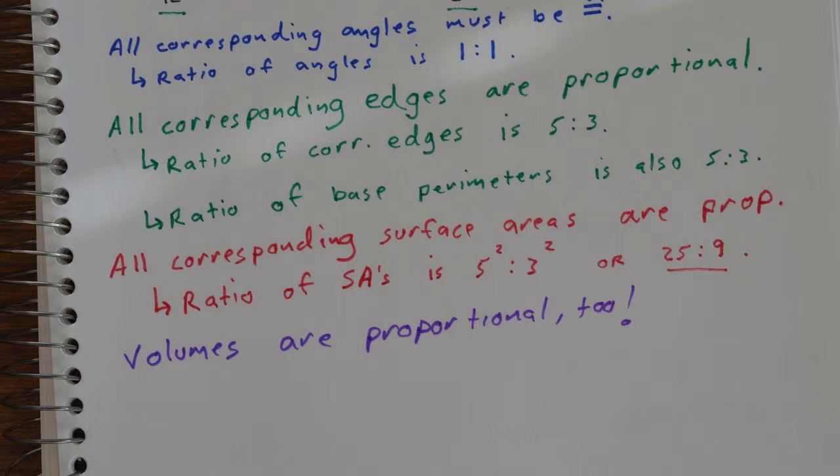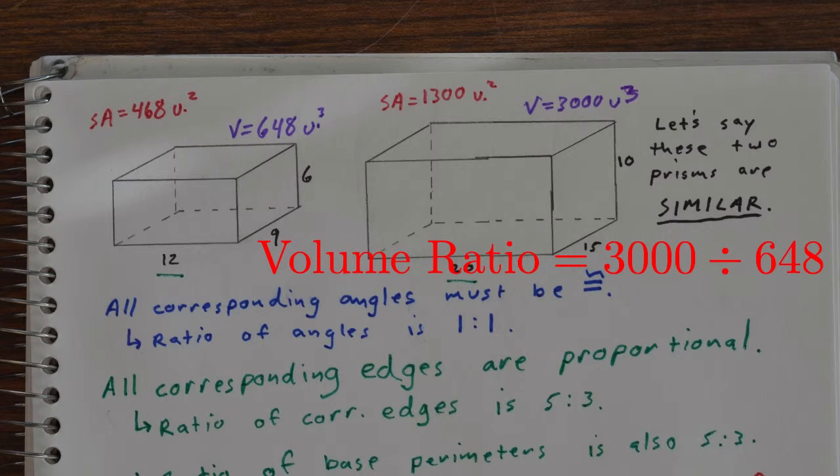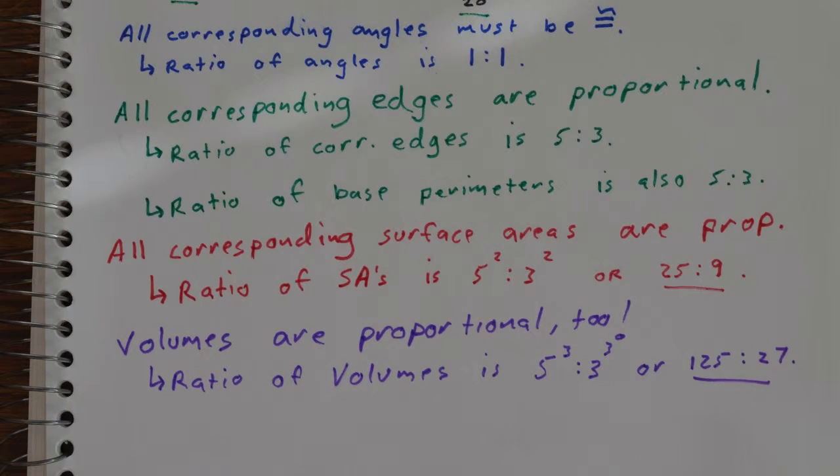So volumes are proportional as well. If we look at the volume of these two prisms and then take their ratio, so 3000 divided by 648, it's quite a large fraction, but that fraction ends up being 125 to 27, which again is related to 5 to 3. In fact, it's 5 to the third power to 3 to the third power.